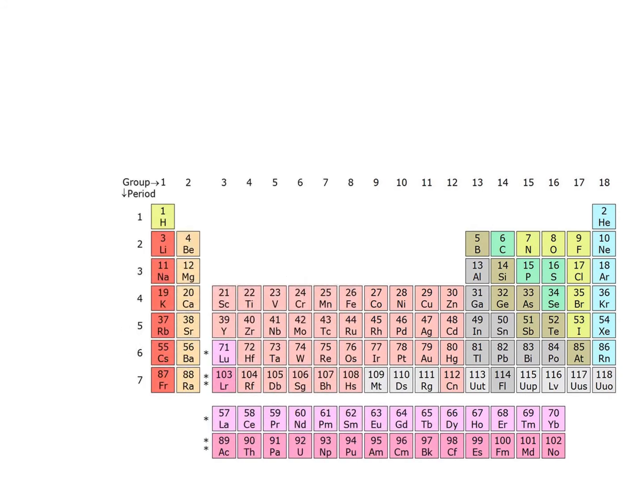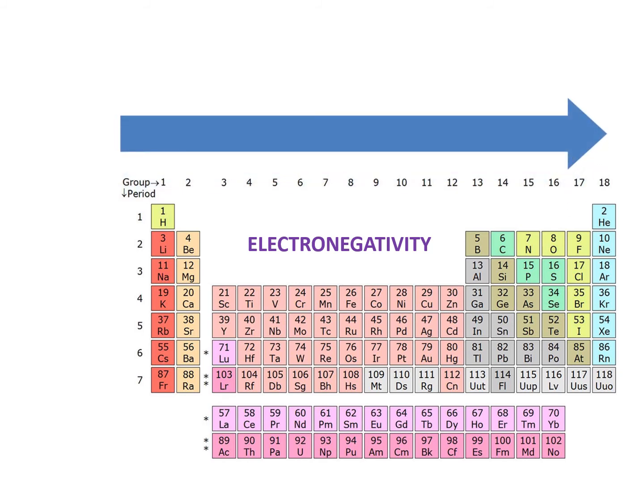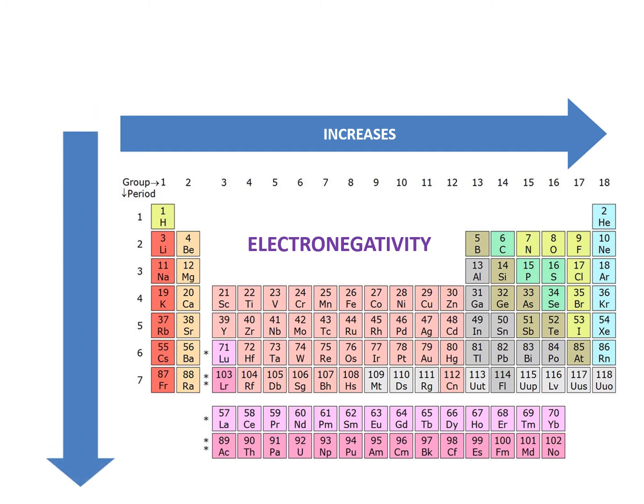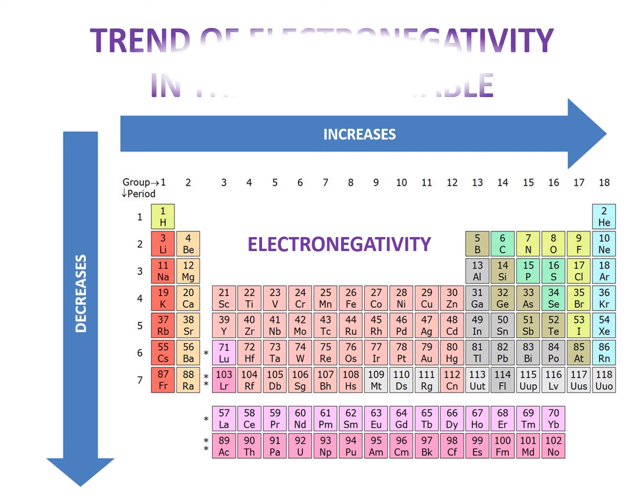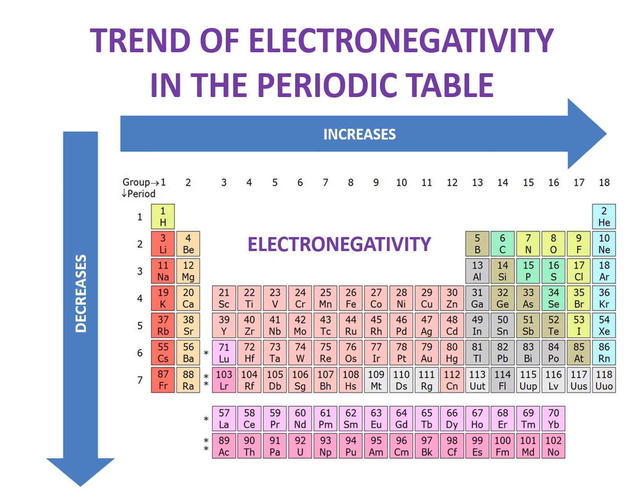In periodic table, let us see the trend of electronegativity. As we move from left to right in the period, the electronegativity increases. As we move down from top to bottom in the group, electronegativity decreases. This is the trend of electronegativity in periodic table.